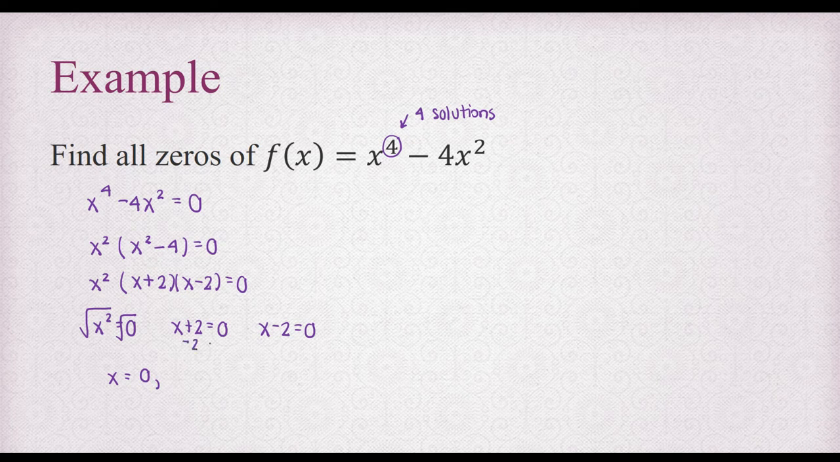Notice over here, I would then subtract 2. Over here, I would add 2. So that means that also negative 2 and positive 2. So I do have 4 solutions because 0 was repeated twice. So those are all my answers.